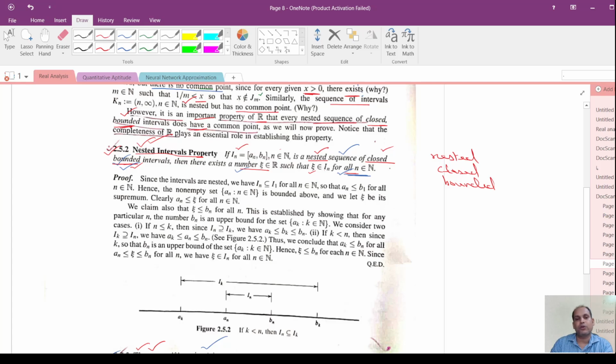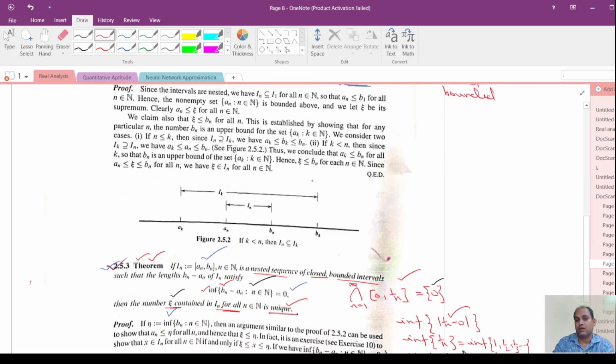So, in continuation to the earlier lecture in which we discussed using the nested interval property how to prove that the set R of real numbers is uncountable. Let us again quickly recall the statement of the nested interval property: if In is equal to the closed interval [an, bn] is a nested sequence of closed and bounded intervals, then there exists at least one real number xi which is common to each of the intervals.